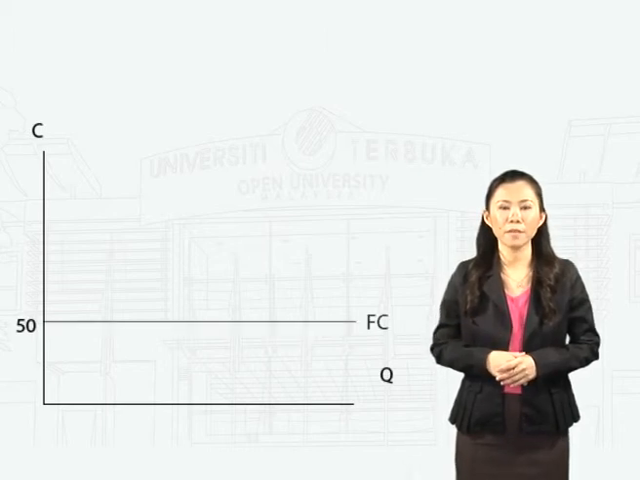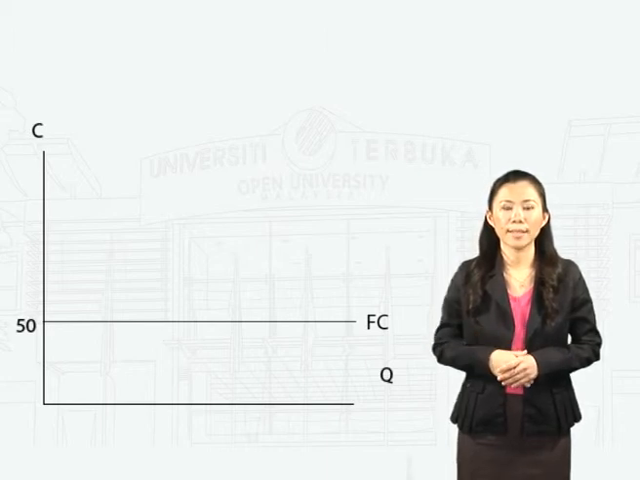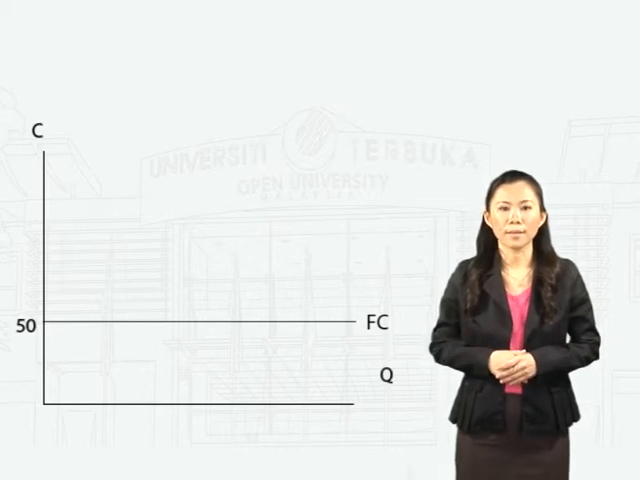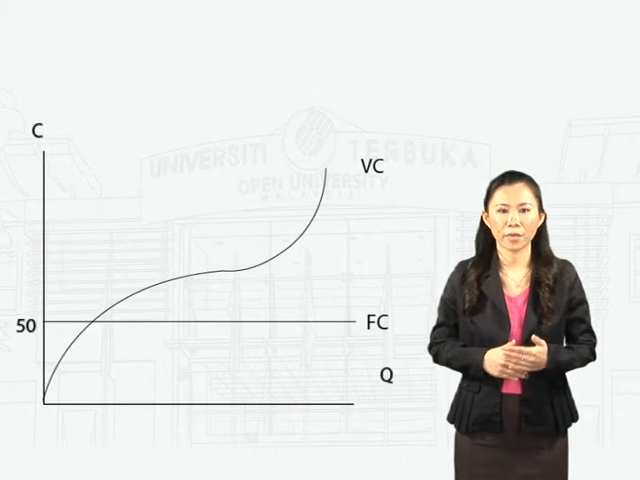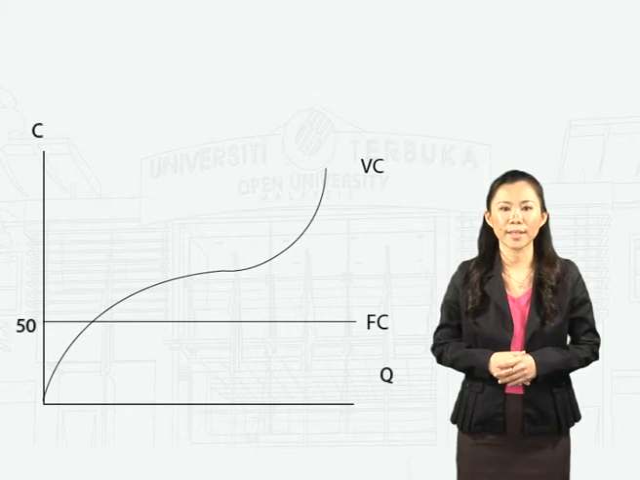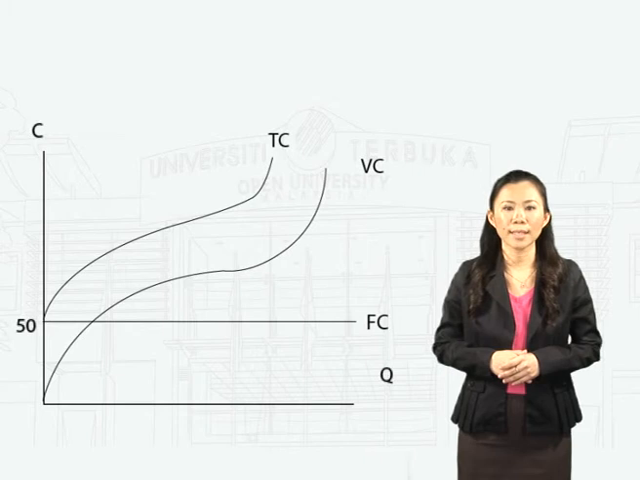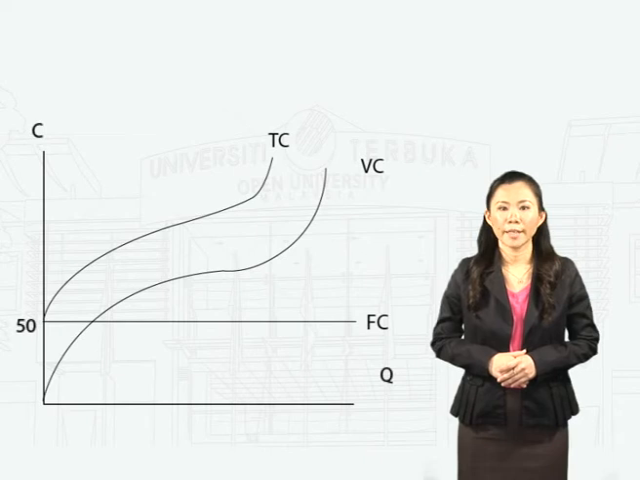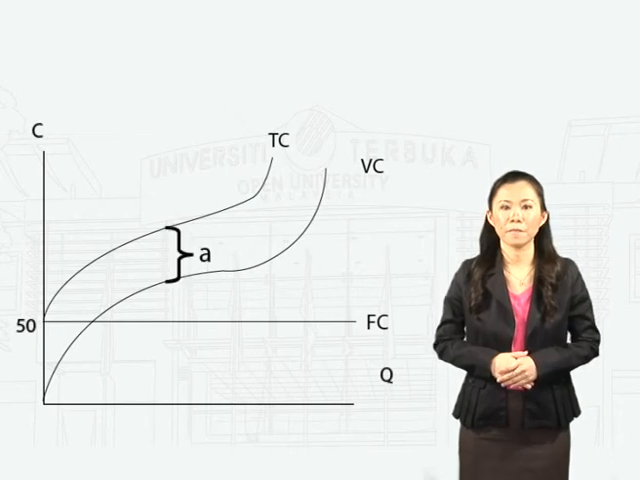Observe that the total fixed cost curve is horizontal because fixed cost does not change along with the change in output. Meanwhile, the total variable cost curve increases at an increasing rate due to the law of diminishing returns in the short run. The total cost curve is the vertical sum of fixed costs and variable costs. Therefore, the distance between the total cost curve and the total variable cost curve represents the total fixed costs.